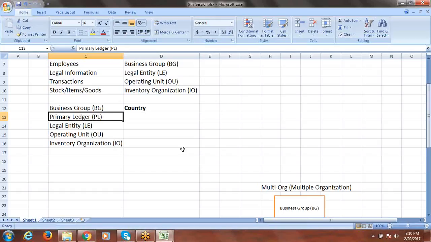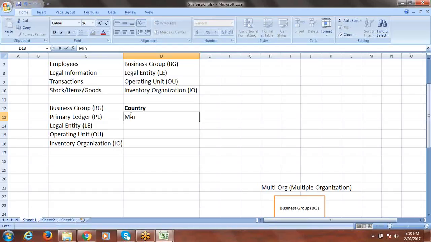Now the point is, how many primary ledgers are required? To answer this question, there are some other points we have to understand, which I'll give you later. But for now, the simple point is, for each country, minimum one primary ledger. If the client is doing business in 100 countries, for each country minimum one primary ledger is required.